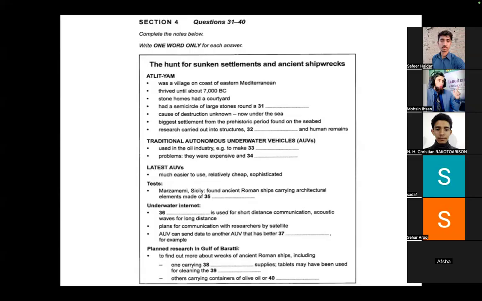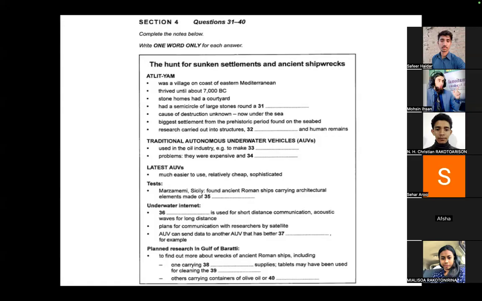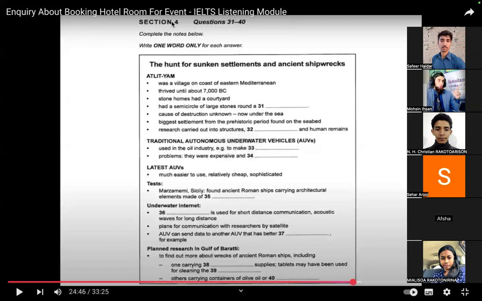Atlit Yam was a village on the coast of the eastern Mediterranean, which seems to have been thriving until around 7000 BC. The residents kept cattle, caught fish, and stored grain. They had wells for fresh water. Many of their houses were built around a courtyard and were constructed of stone. The village contained an impressive monument, 7 half-ton stones standing in a semicircle around a spring that might have been used for ceremonial purposes.